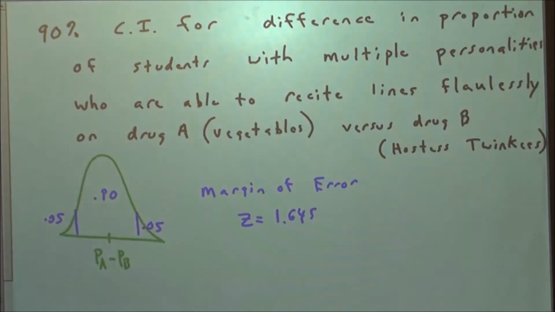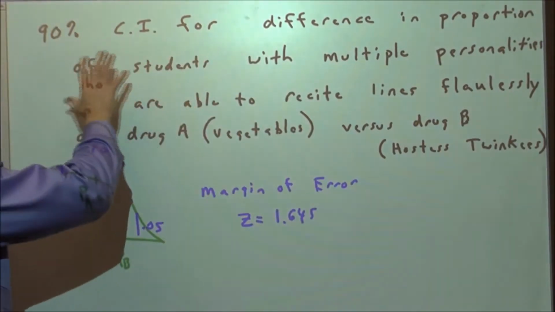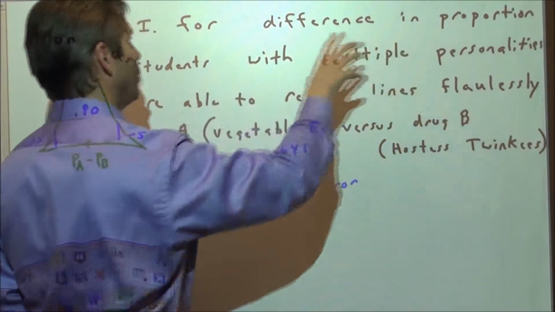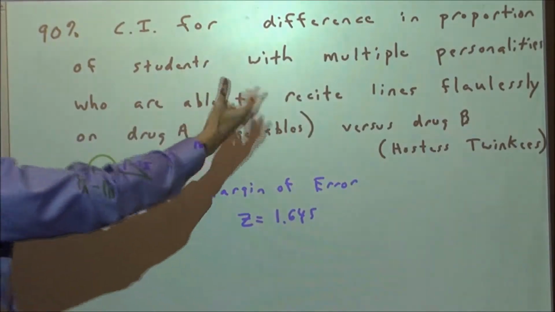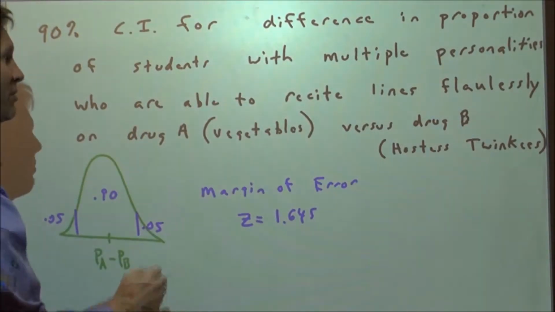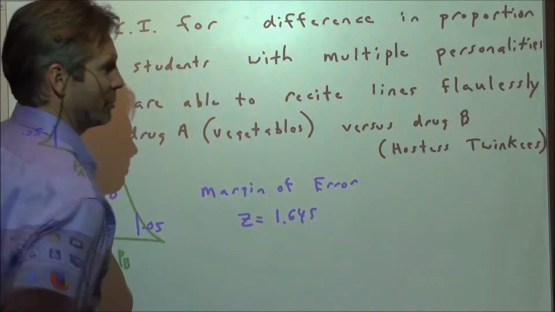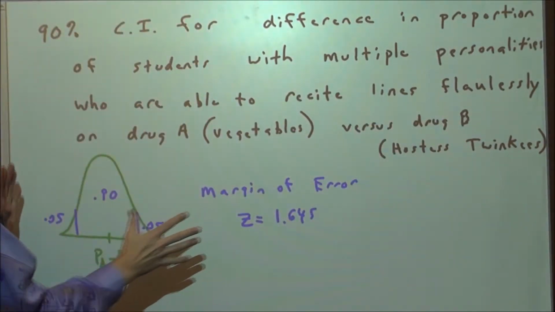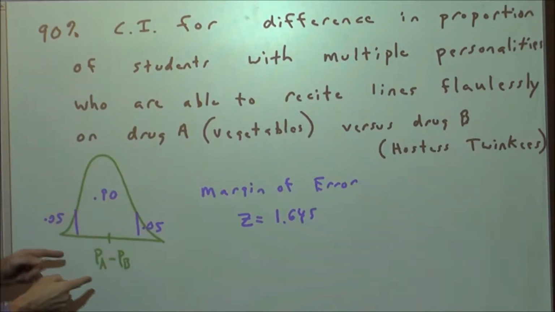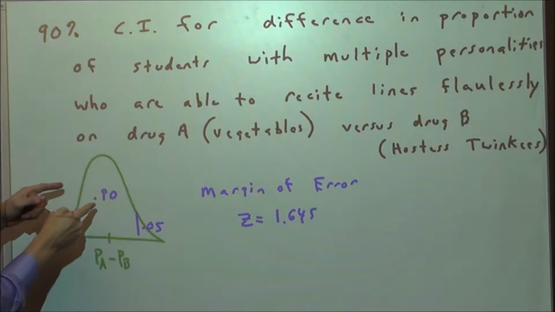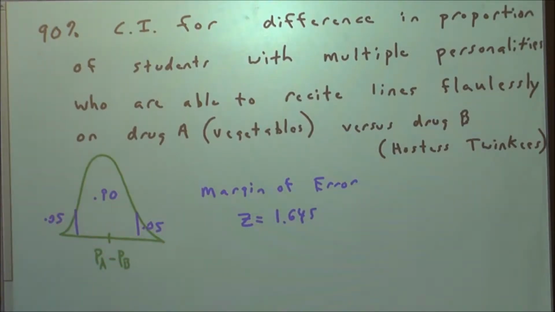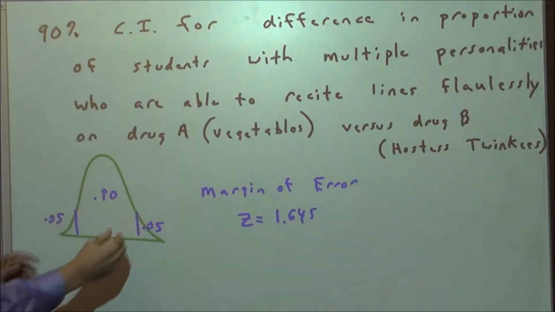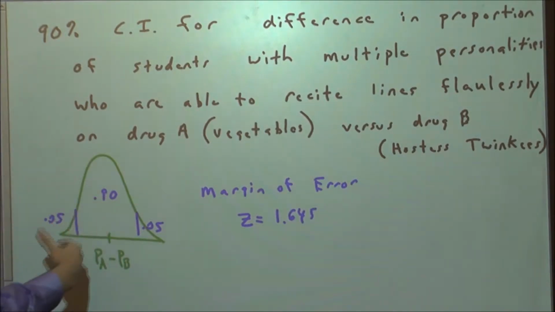All right, we're doing a 90% confidence interval, and again, the confidence intervals that you're asked to construct, in the prepositional phrase, they're going to tell you what the parameter is. It's the difference in proportion of students with multiple personalities who are able to recite lines flawlessly on drug A versus drug B. Huh, how ironic. I misspelled flawless. And so what happens is we have this down here. If there's a 90% confidence interval on the difference of proportions, this is a joint distribution. We're looking at trapping the middle 90% and therefore 5% on each tail. So the margin of error is going to involve a z-score of 1.645. We can go 1.645 standard deviations in each direction and expect to trap the middle 90% of all the differences in these proportions.